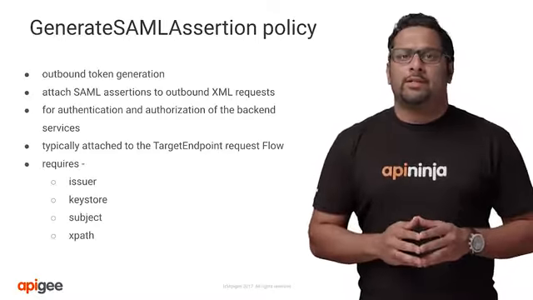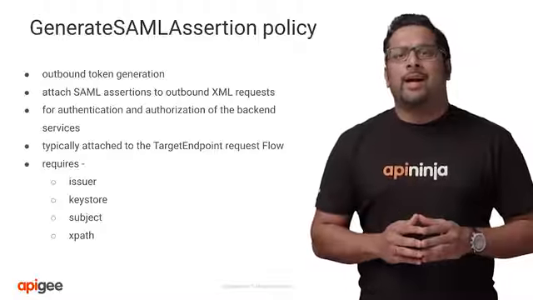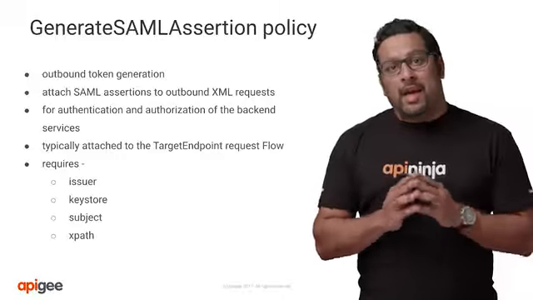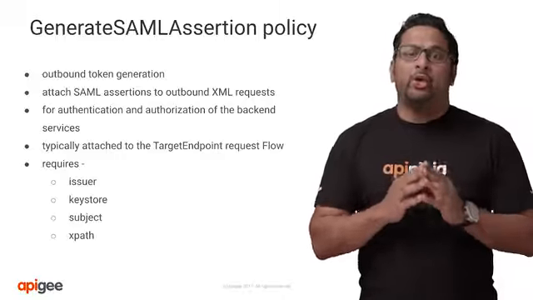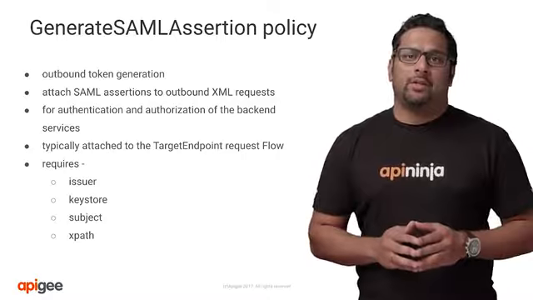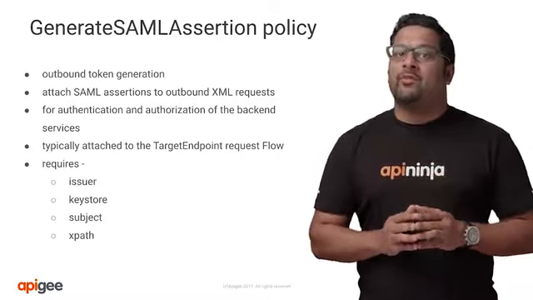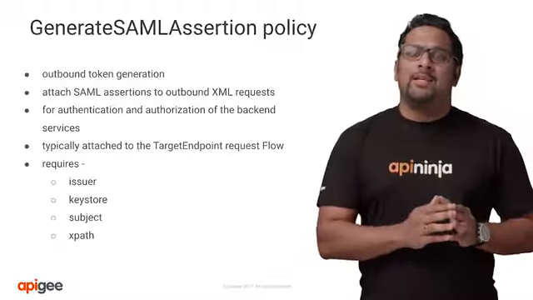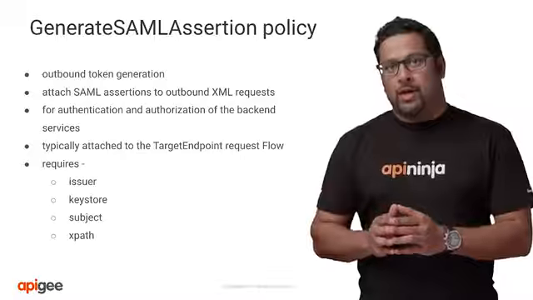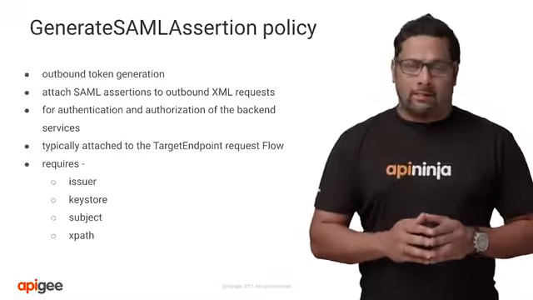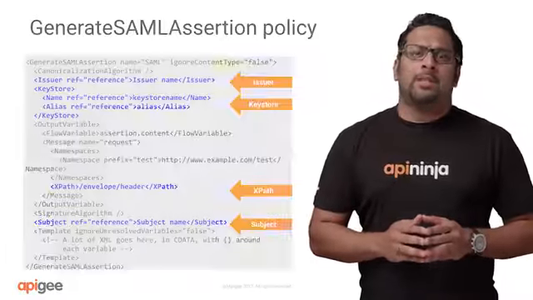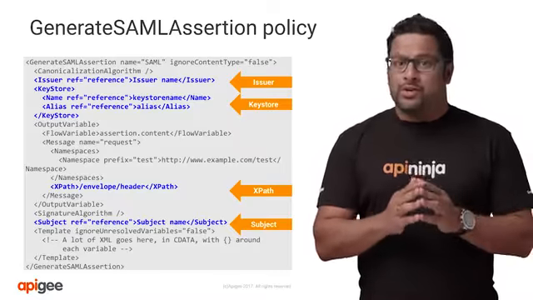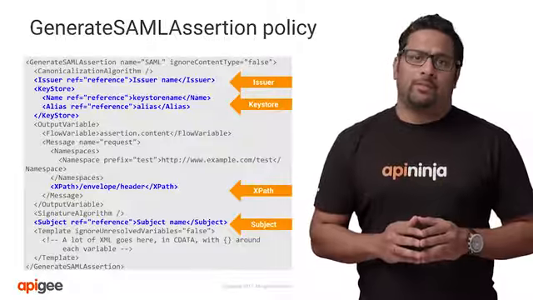The policy requires issuer, which is the unique identifier of the identity provider, the key store that contains the private key and the alias of the private key used to digitally sign the SAML assertions, the subject, which is the unique identifier of the SAML assertion, and the XPath, which is the expression that indicates the element of the outbound XML document to which the policy will attach the SAML assertion. This is an example of a generate SAML assertion policy that has the issuer, key store, subject, and XPath configurations.